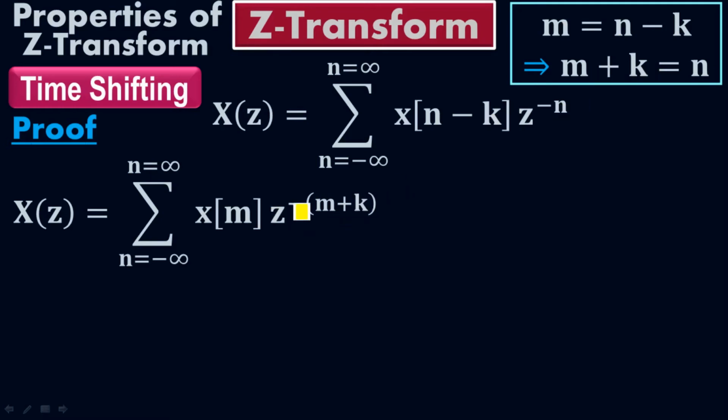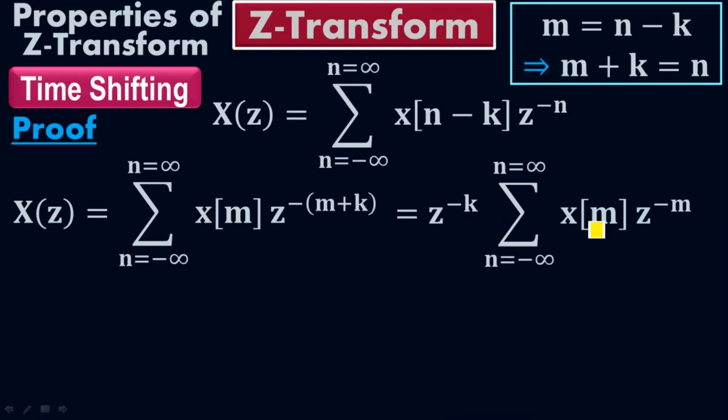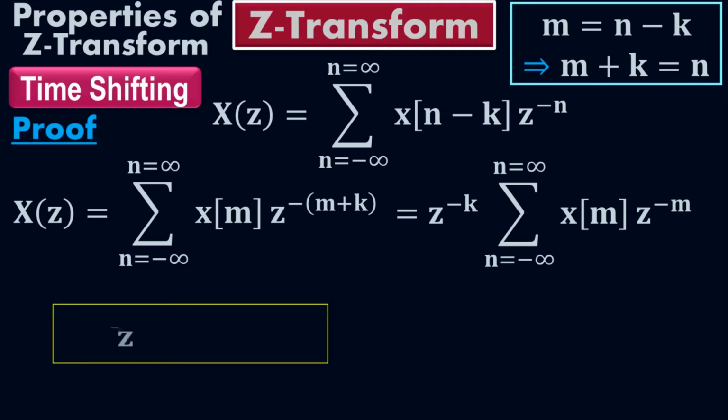Now if I open the parentheses, I will have z to the minus m and minus k. It equals z to the negative k into the summation of x of m times z to the negative m. Look what I did. Can I write z to the negative m minus k equals z to the negative m times z to the negative k? Yes, that's what I did. If you open the parentheses, you will have negative m, and then negative times positive will be negative. So you're going to have z to the negative m minus k here. And then I wrote this term equals z to the negative m times z to the negative k.